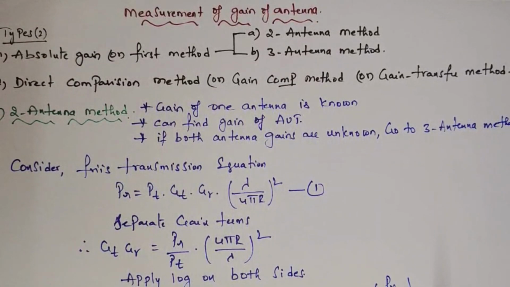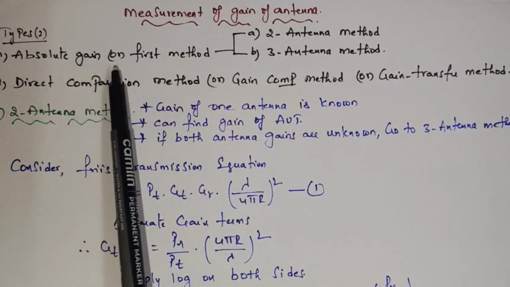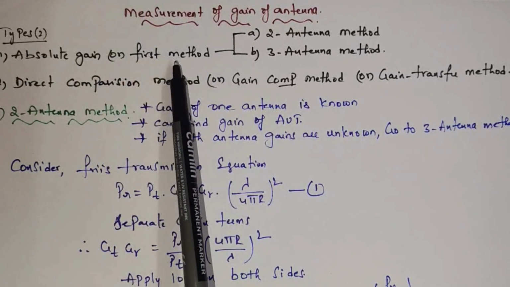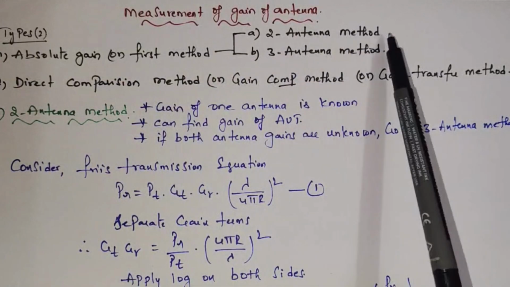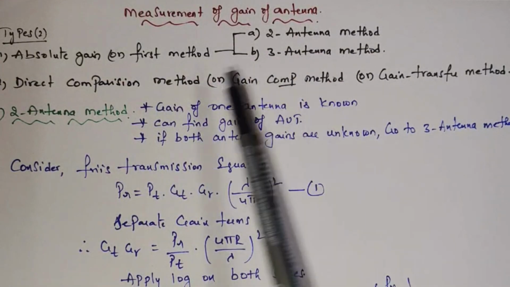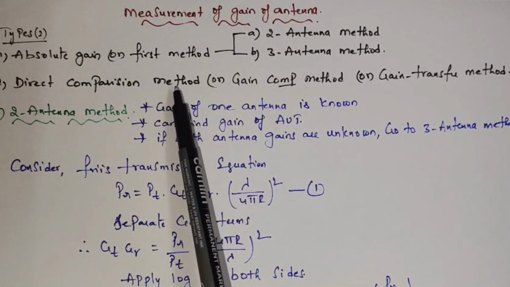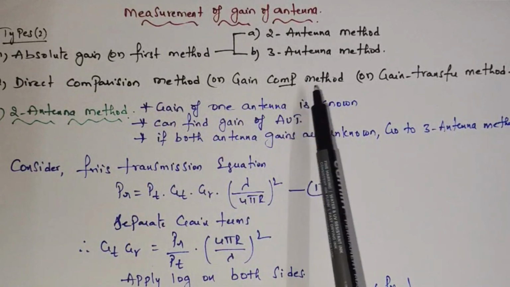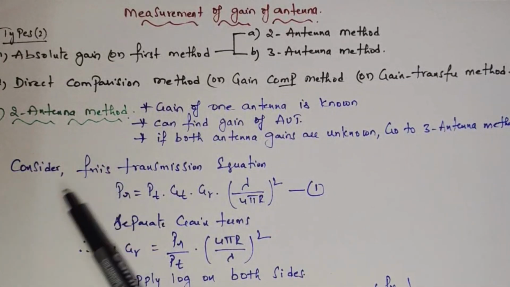Now we will discuss the concept of measurement of gain. Here we will be having two types of gains. First one is the absolute gain. It is also called as first method. Again in this you will be having two methods, two antenna method and three antenna method. And second one is the direct comparison method. This is also called as gain comparison method or gain transfer method. Now we will discuss one by one.